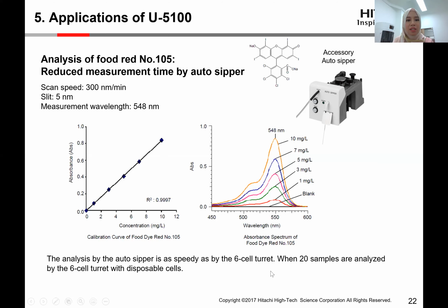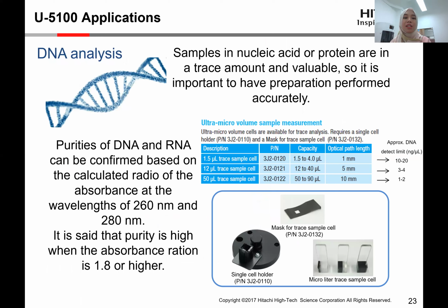Okay, so the analysis by the auto zipper is as speedy as by the 6 cell terabyte. So when 20 samples are analyzed by the 6 cell terabyte disposable cell, it means it's really fast. And then we also have an application for DNA analysis for those who want to do DNA concentration testing.